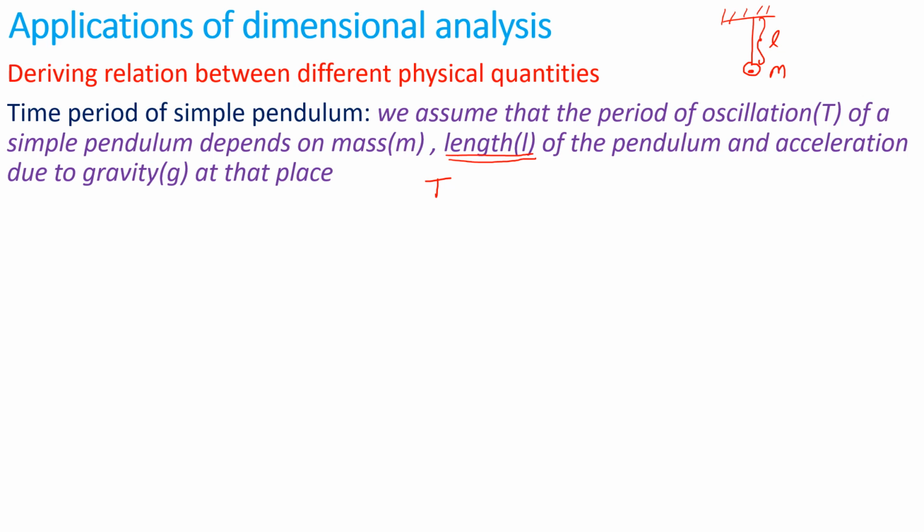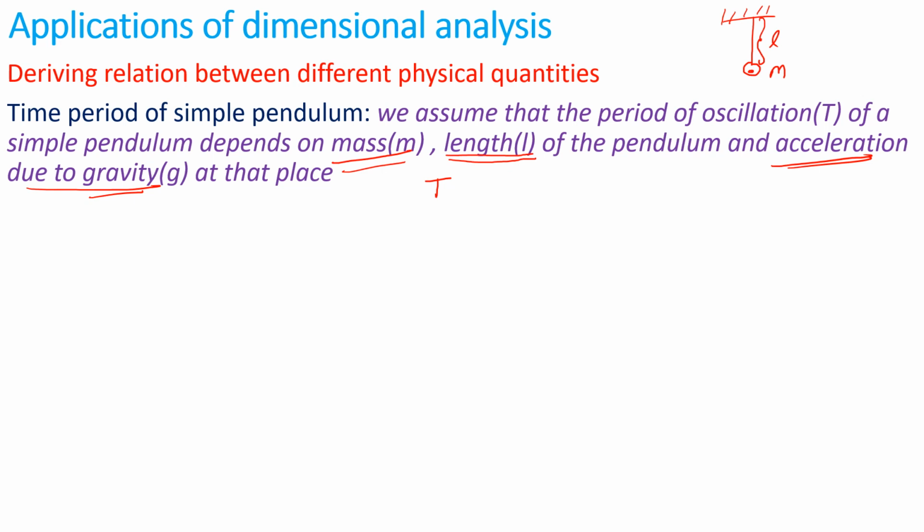And one more, we may assume that when we take a bob of larger mass, the time period may reduce. That is why we might also assume that the time period also depends on the mass of the bob. And of course, the third one, the acceleration due to gravity, it must depend on. So that is how we know the quantities on which the time period depends.